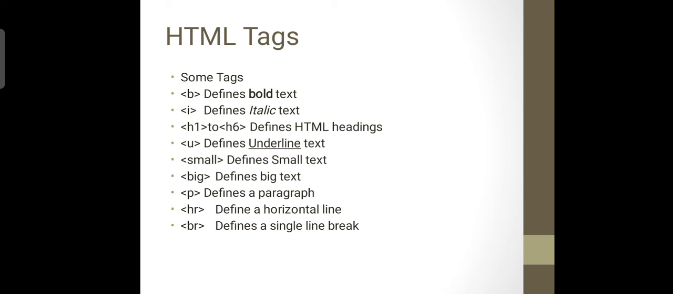Okay. Some paragraph tag, HR tag. The HR tag displays a horizontal ruled line in your web page. Basically, the HR tag is a singular tag, not an opening and closing pair. And the BR tag is also a singular tag. The BR tag is used to break a line, a line break.